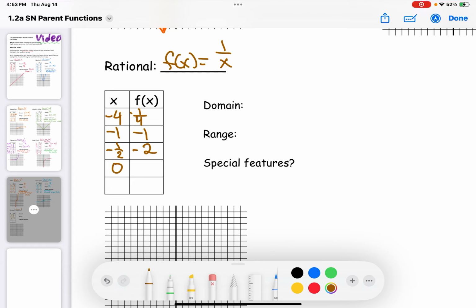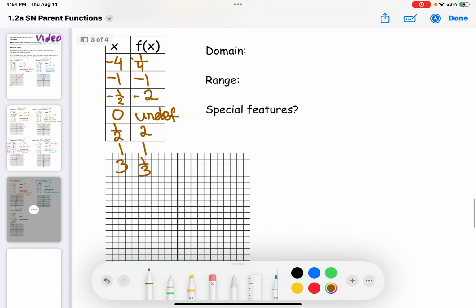If we think about 0, 1 over 0 is undefined. It is not allowed. If we use 1/2, 1 over 1/2 is 2. And 1 over 1 is 1. And I'm going to go ahead and use +3. 1 over 3 is going to be 1/3. Now, that's a lot more points than normal, but you'll see why.